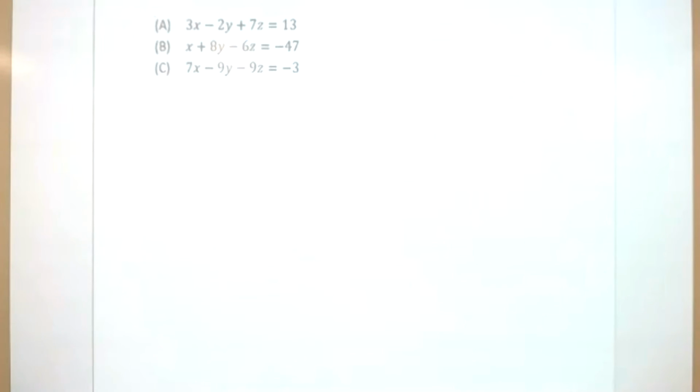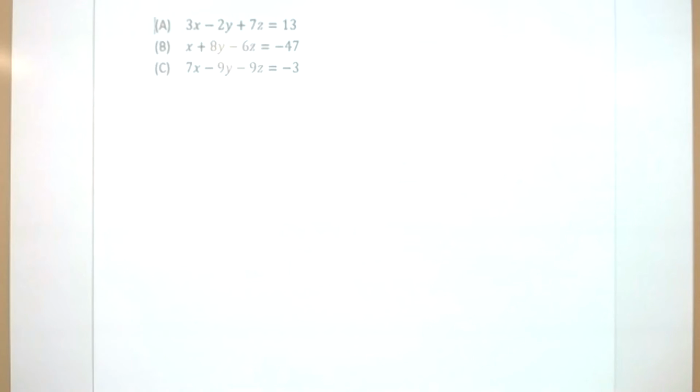All right, we are back from break, and we have one more example to do for this section. Go ahead and write this down. I've got 3 equations. Equation A is 3x minus 2y plus 7z equals 13. Equation B is x plus 8y minus 6z equals negative 47. And equation C is 7x minus 9y minus 9z equals negative 3.